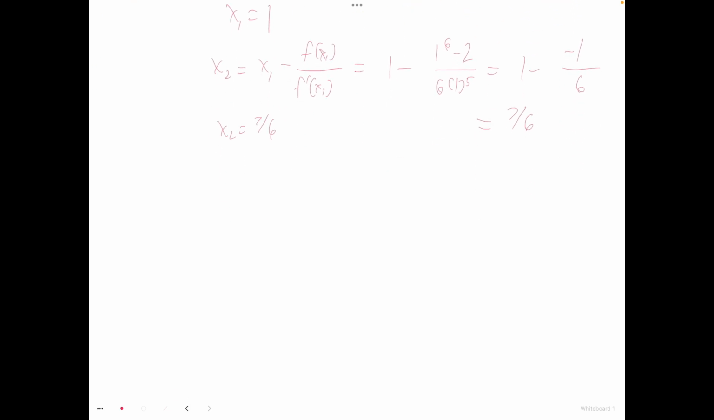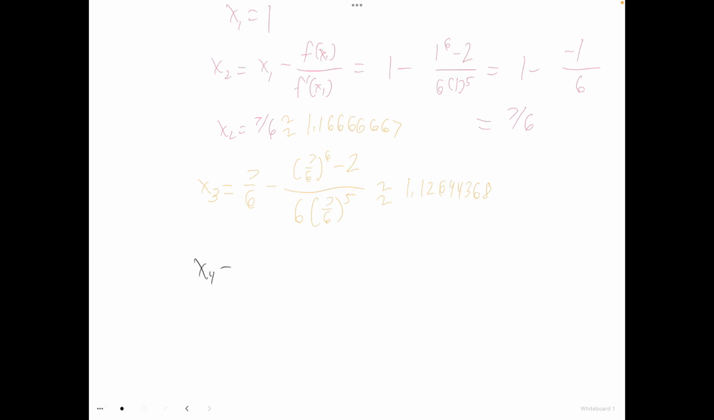And then we want x sub 3. So x sub 3 is going to be equal to x sub 2, which is 7/6, minus 7/6 to the sixth minus 2 divided by 6 times 7/6 to the fifth. And this is approximately equal to 1.1264438. And now I haven't written down what 7/6 is, but this is approximately 1.166666667. And so notice they differ in the first 8 places, and so we need to go again.